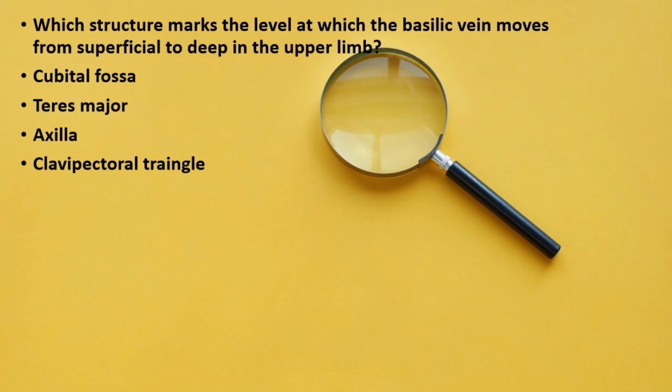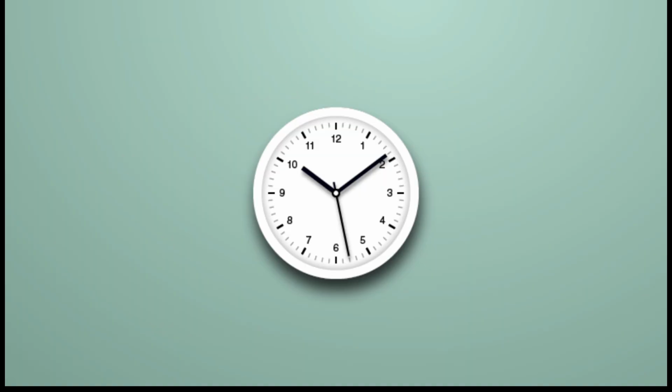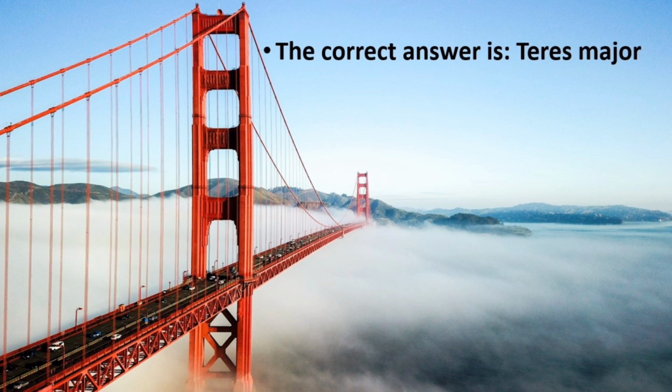Quiz: which structure marks the level at which the basilic vein moves from superficial to deep in the upper limb? Cubital fossa, teres major, axilla, clavipectoral triangle. The correct answer is teres major.